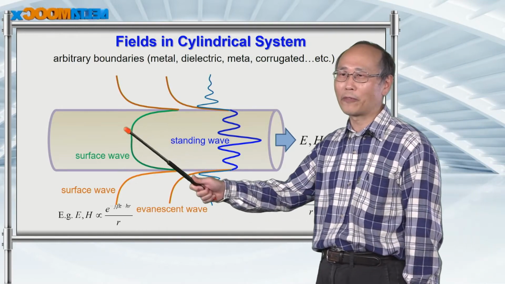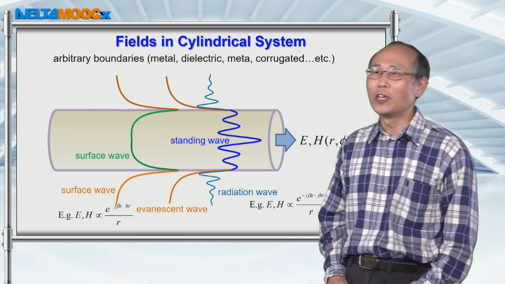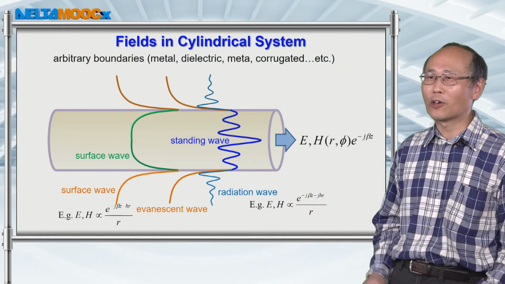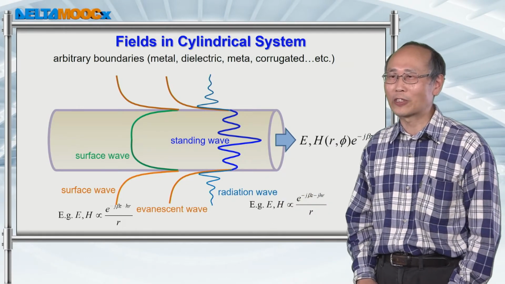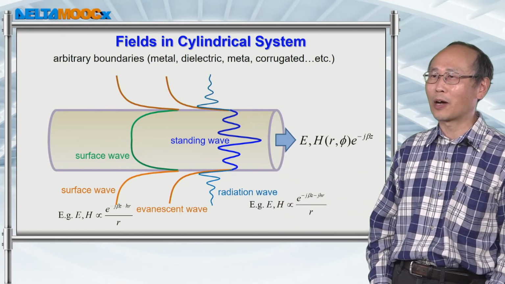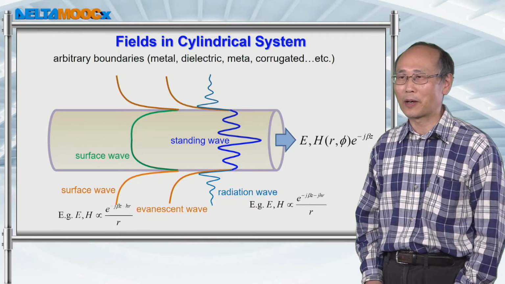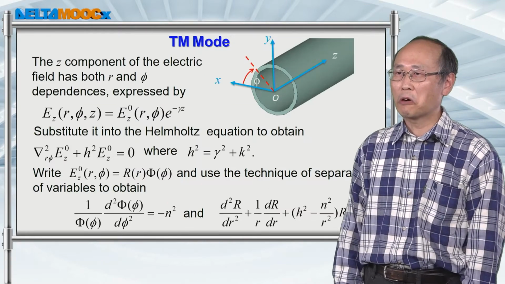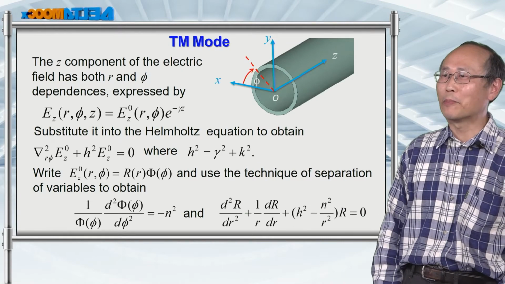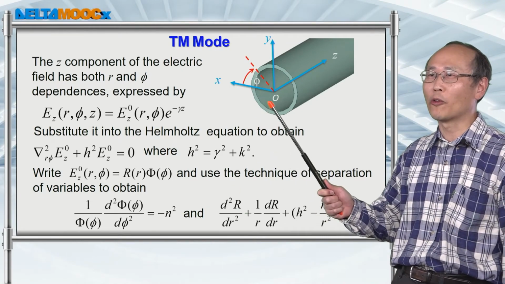And inside this waveguide, outside this waveguide, you have evanescent wave. So we'll be discussing all the possible solutions in the cylindrical system so that we can pick up the right solutions when we are given a problem. Now we talk about the analysis for a TM mode inside this cylindrical waveguide.